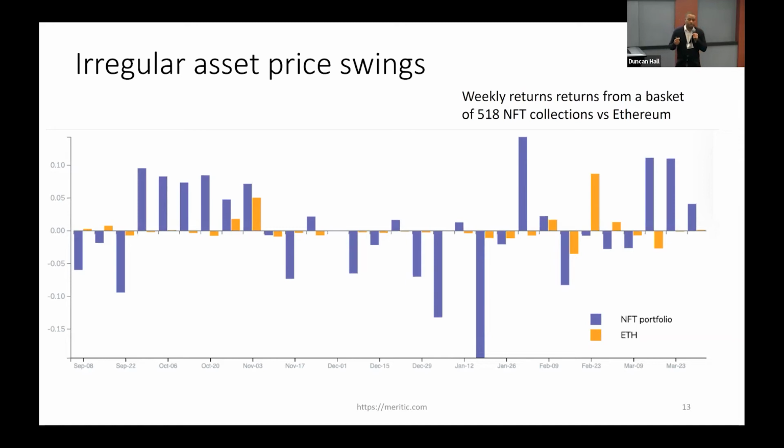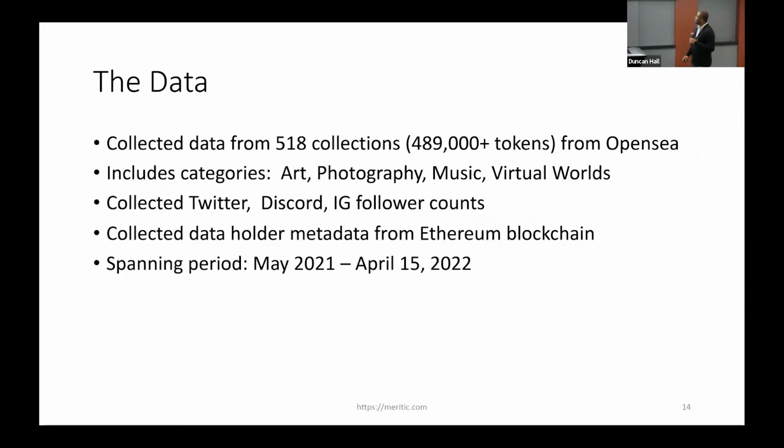We need a way to algorithmically figure out what is the best price. So we're going about this by collecting a fairly, not too large, set of about 518 collections. Keep in mind, each of these collections has thousands of assets in them. So our data contains roughly 500,000 tokens, or 500,000 NFTs.